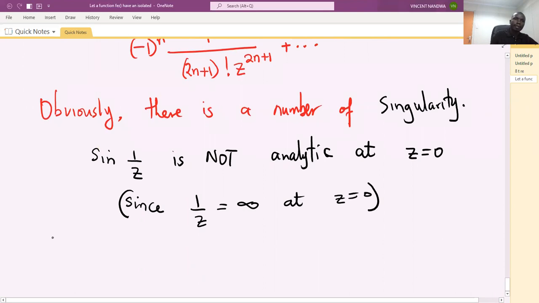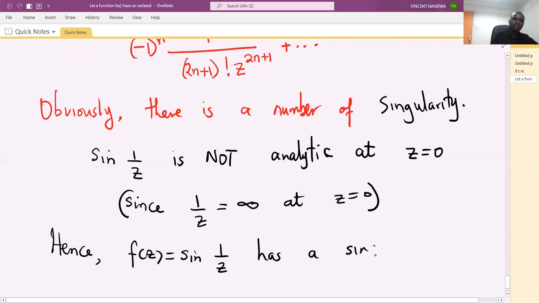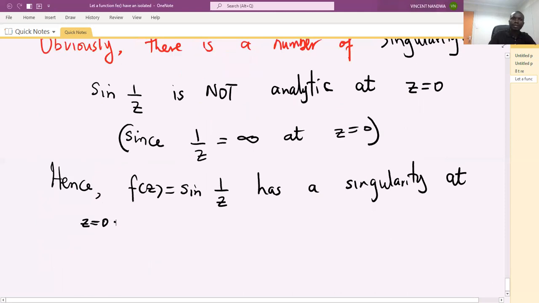Hence, we have f of z given by sine of 1 over z has a singularity or a singular point at the point z equals to 0. So that's how we solve for the first part. Let's see the g of z function.